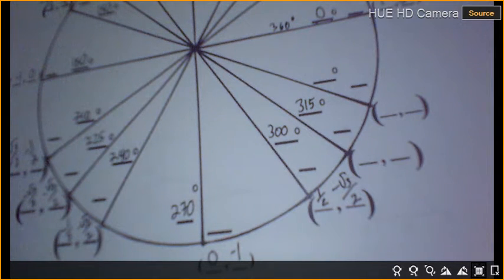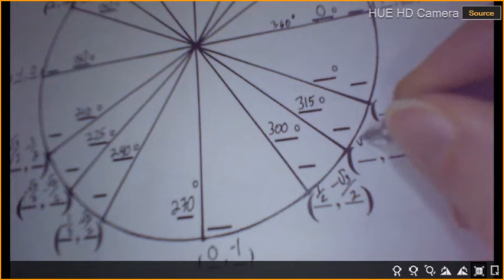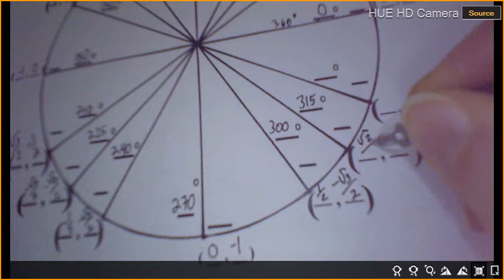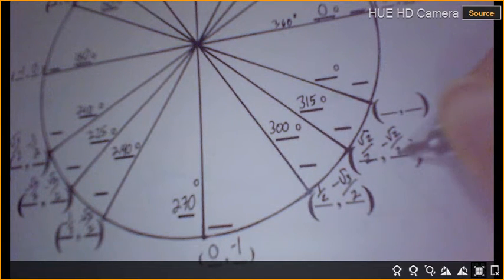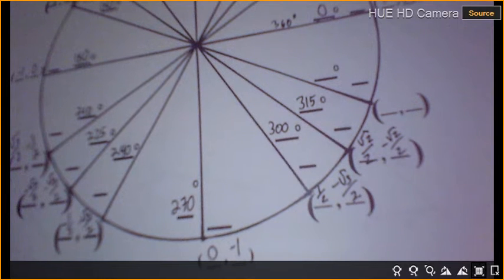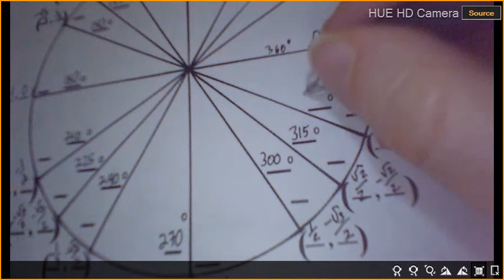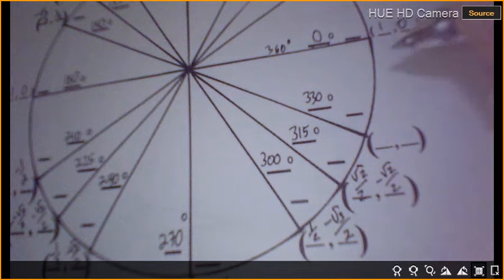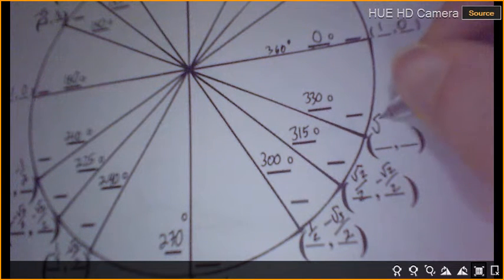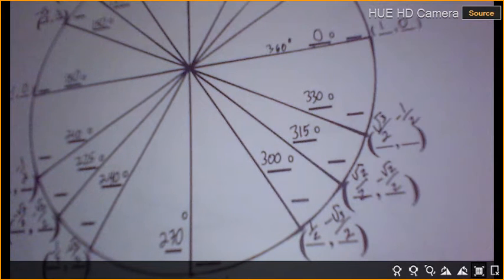Then 315 degrees, square root 2 over 2, negative square root 2 over 2. And 330 degrees, square root 3 over 2, negative 1 half.